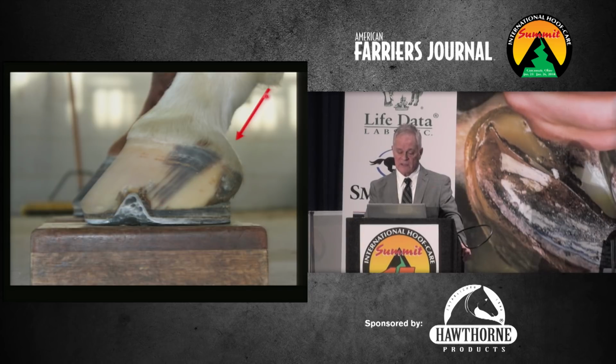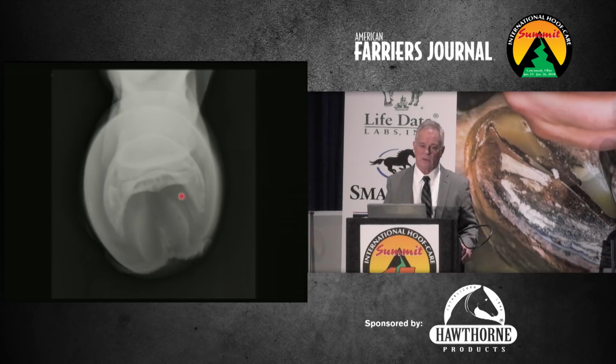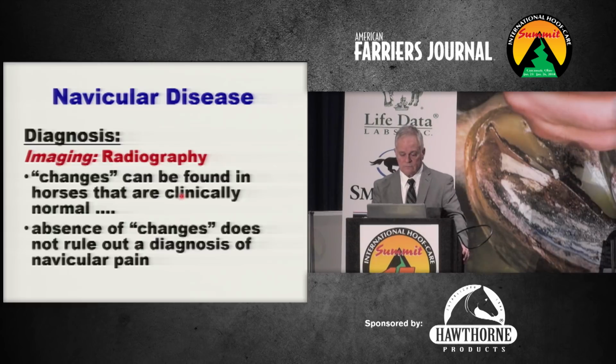And then kind of our money shot is the flexor view or skyline view, where we shoot straight down the back, and what we're trying to do is see where that tendon, the deep digital flexor tendon, opposes the navicular bone. And so what we can see in this horse is those big foramina within the bone, but we also see erosions and lysis of the back of the bone, which are going to tell us this horse probably has adhesions from his deep digital flexor tendon.